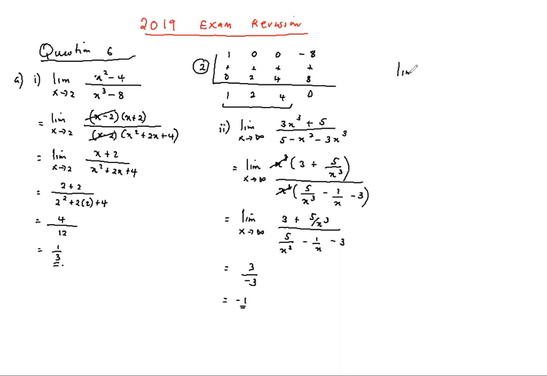And we just remain with 3 over negative 3, which is negative 1. Because the limit as x goes to infinity of 1 over x is 0. That's the reason why these other parts go to 0 and we remain with only constants. And that's how we solve the limit to infinity every time.